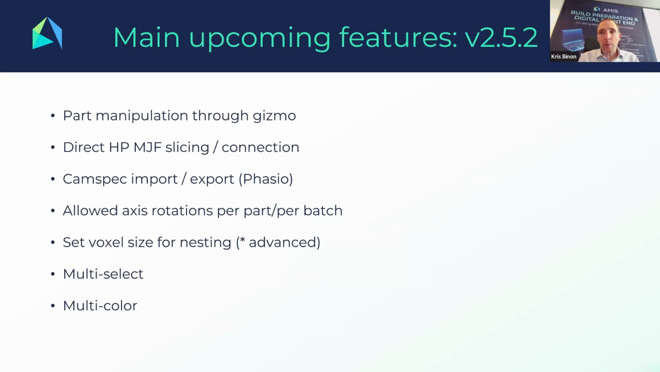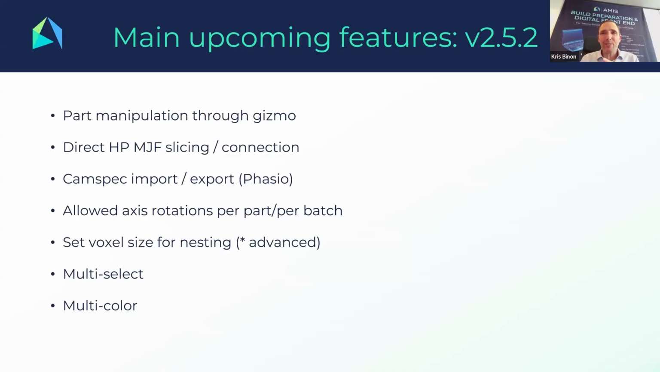First of all, the upcoming features, as mentioned, are mainly related to improving this cost per part, are mainly related to the gizmo that we will be adding soon, the direct MGF connection, and then hopefully soon after the direct SLS connections as well. The ComSpec connection, which is both import and export, the allowed rotations per part and per batch. Oh yeah, there is one advanced way of even further improving your batches, which is made for high density, really high density nesting.